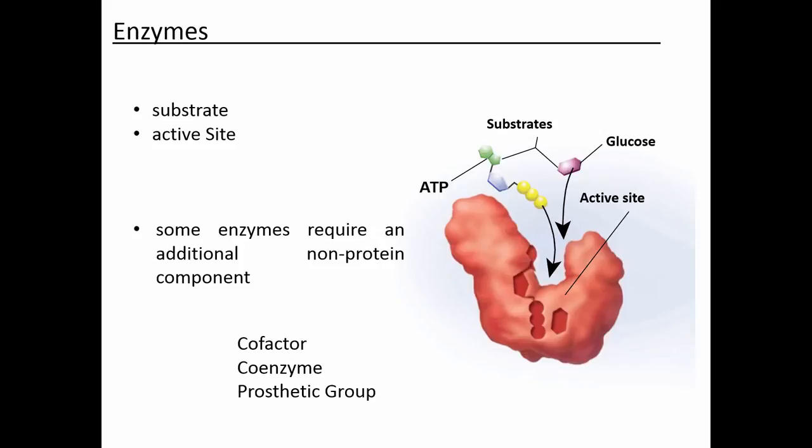And then the last one is a prosthetic group. A prosthetic group is different from a cofactor and a coenzyme because it's covalently attached to the enzyme. So either the ion or the organic molecule is actually covalently attached to the protein, and then it's called a prosthetic group.